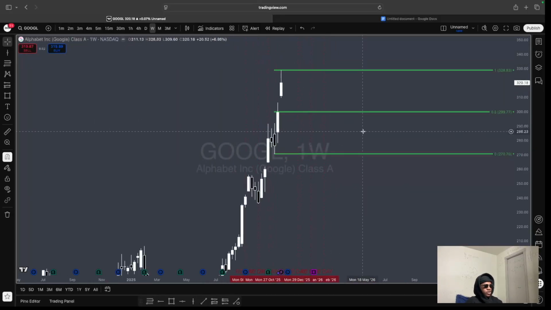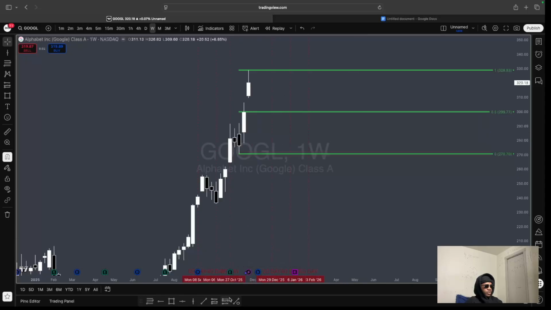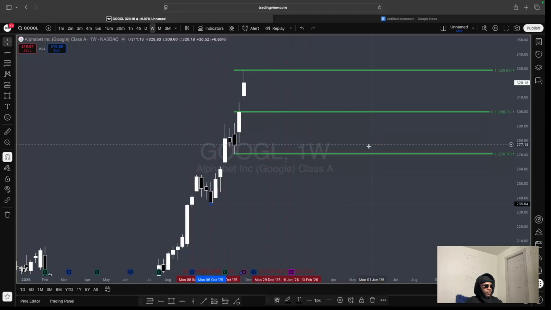I'm gonna go to a weekly chart and mark out these weekly lows. Boom. This 235 would be a good entry price on Google. We got this volume imbalance, buy side imbalance, sell side inefficiency on a weekly chart.